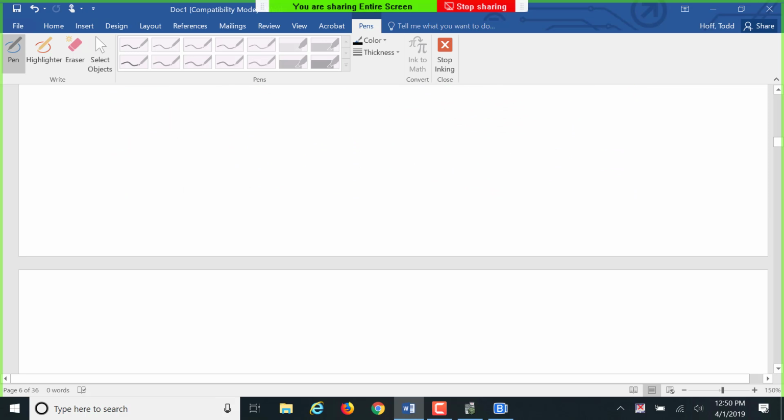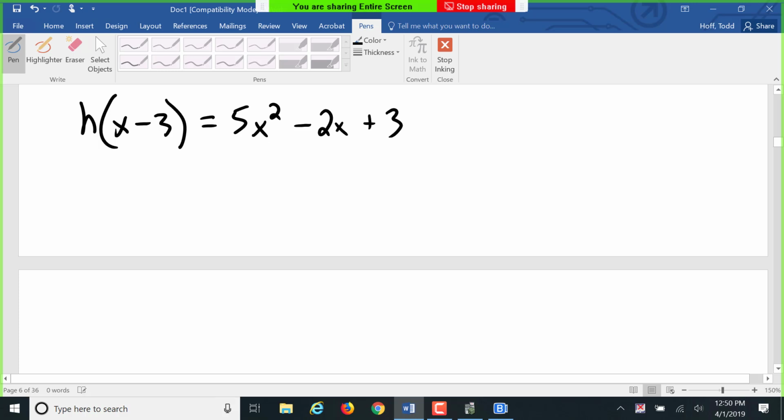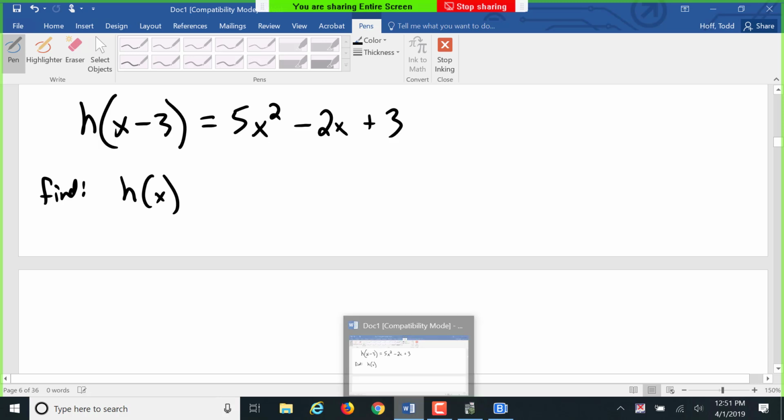So in your notes, I want you to try this. I'm telling you that h of x minus 3 is equal to 5x squared minus 2x plus 3. Find h of x. I'm going to give you a minute to try that.